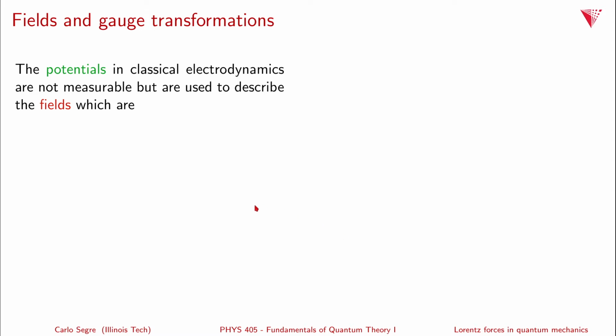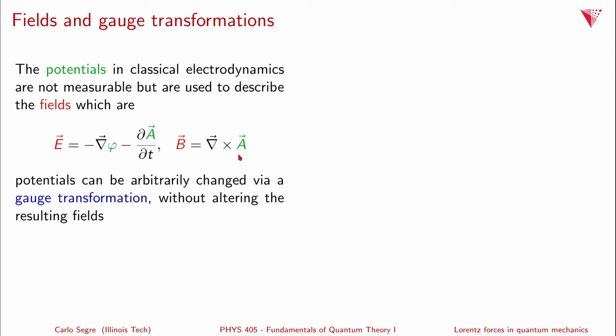Now, these potentials in classical electrodynamics are not measurable, but they're used to describe the fields, which are. So, as we wrote before, the electric field is something that's measurable. The potentials are not measurable. Similarly, the magnetic field is measurable. The potentials that we use for classical electrodynamics are not measurable.